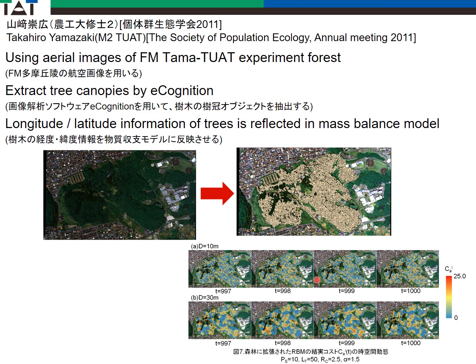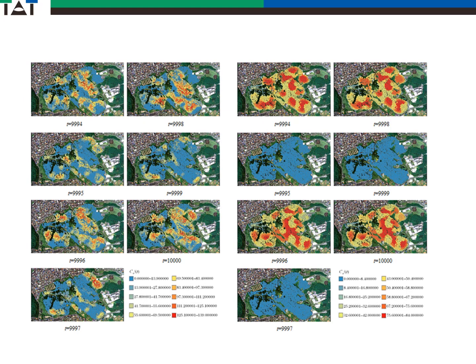This one also in each pixel in canopy, we embedded the resource budget model. Then by changing the D 10, this is the D. Subplot A shows a case D equal 10 meter, and B shows in the case of the D equals 30 meter. This is the same.